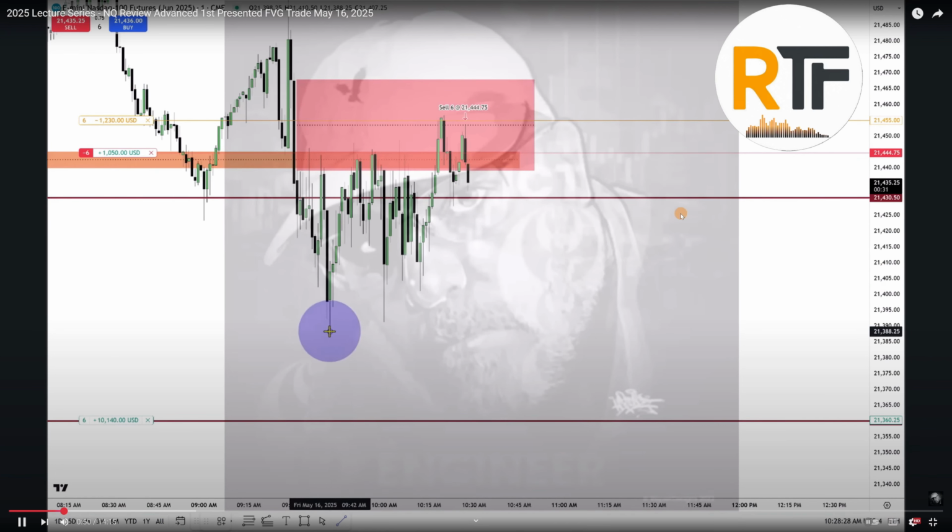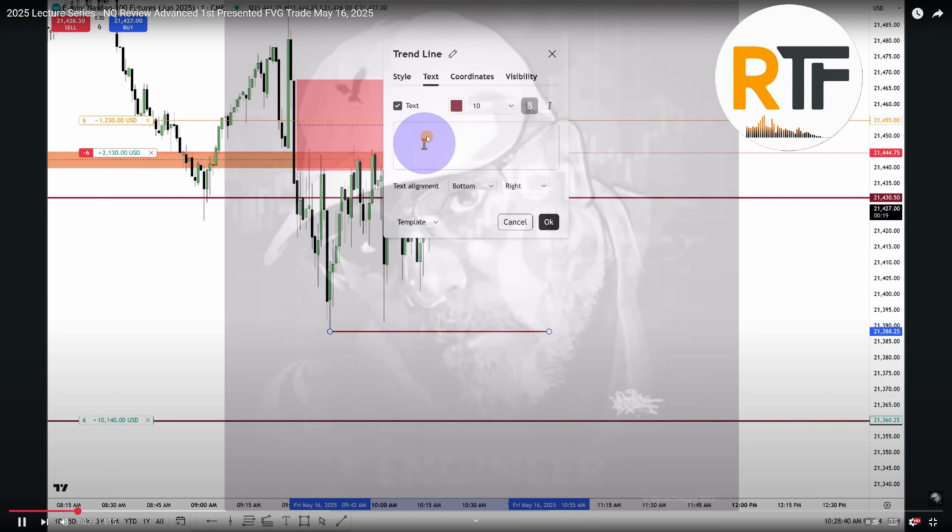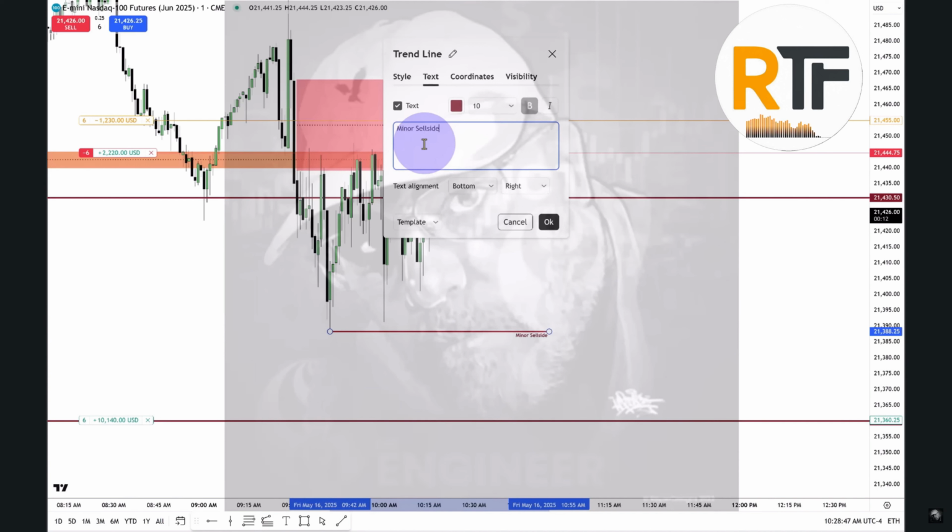So I'm guessing that played a role in why he decided to enter close to here at consequent encroachment and have his stop above that high, thinking that it probably is done going into the fair value gap and it won't be going above 50% any longer.